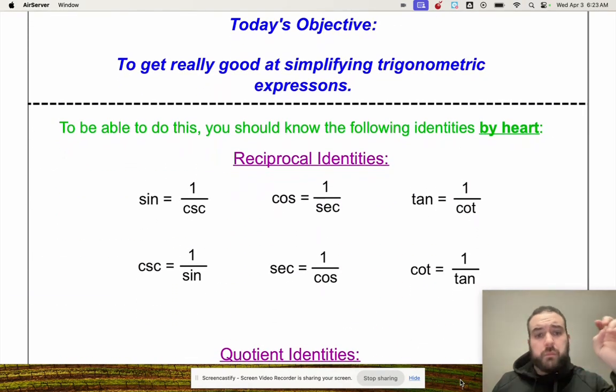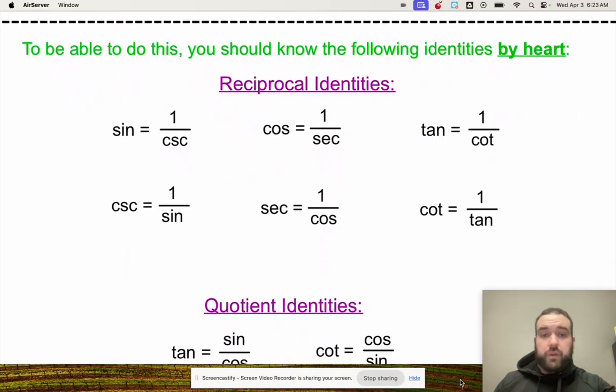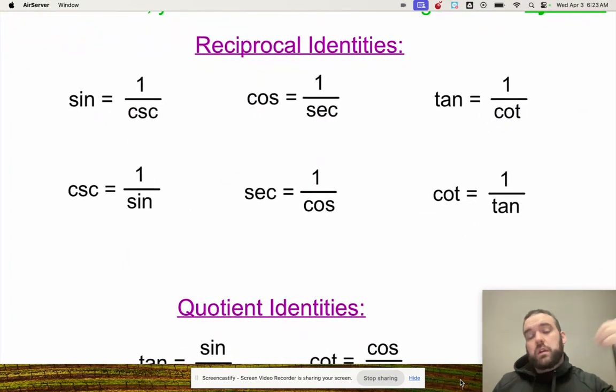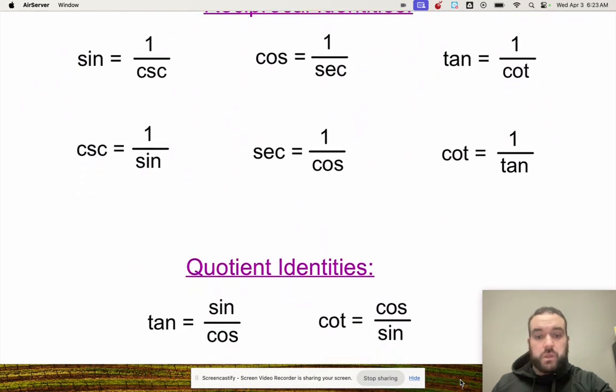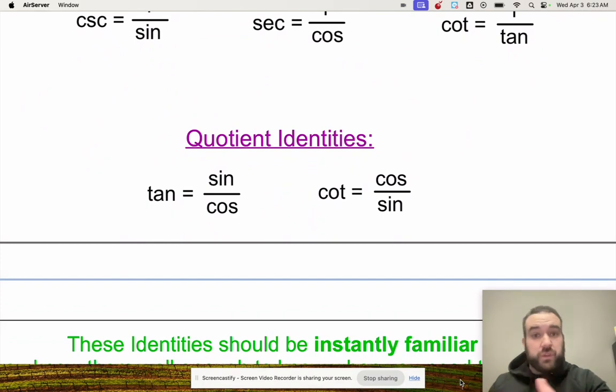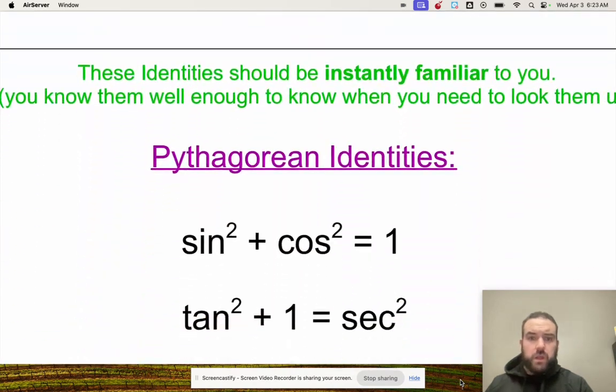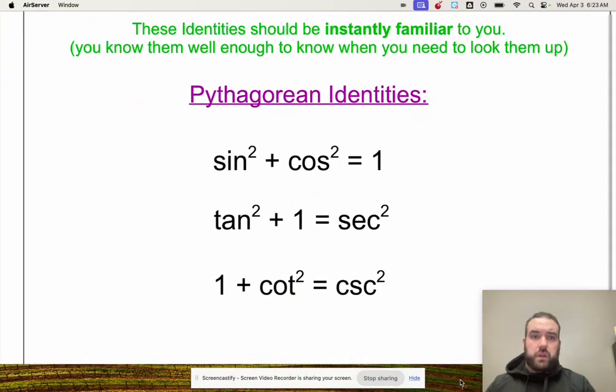Again, just a real quick reminder, those are the reciprocal identities. Every trig function can be written as the reciprocal of another trig function. But we are going to try to work everything back in terms of sine and cosine as much as we can. The quotient identities, we just use both of these: tangent is sine over cosine, and cotangent is cosine over sine. That's going to help us out in just a few minutes.